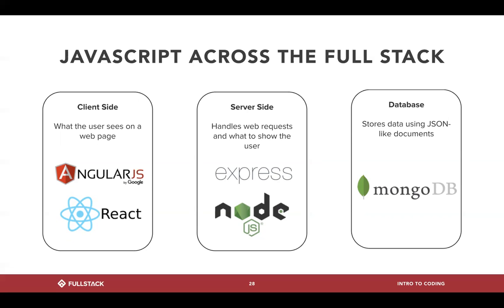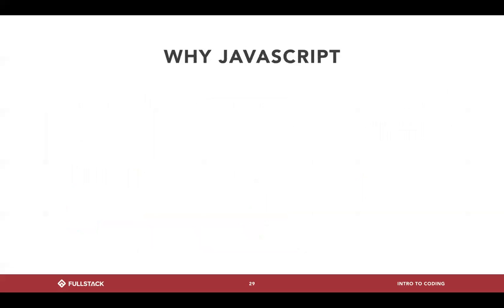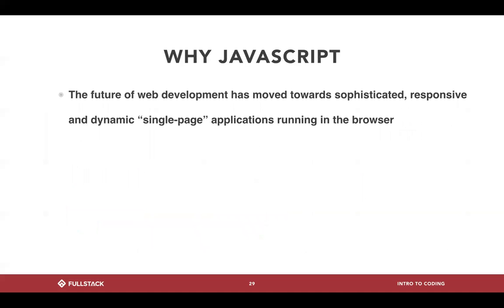And then we also even have databases which store JSON, JavaScript object notation, documents. We can store information in JavaScript notation as well. It's pretty cool. So we've got JavaScript all the way across the stack, and that is why it's become so popular. Why JavaScript? Like I just said, the future of web development has moved towards sophisticated and responsive dynamic single-page applications running in the browser. Wow, that's a bunch of words.